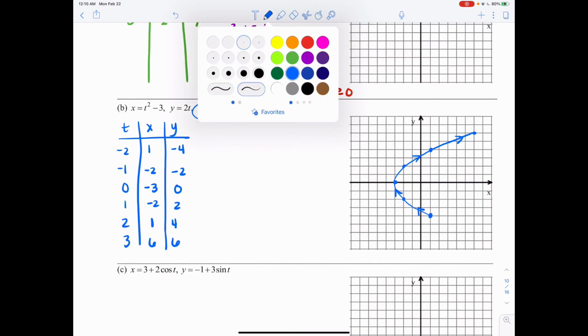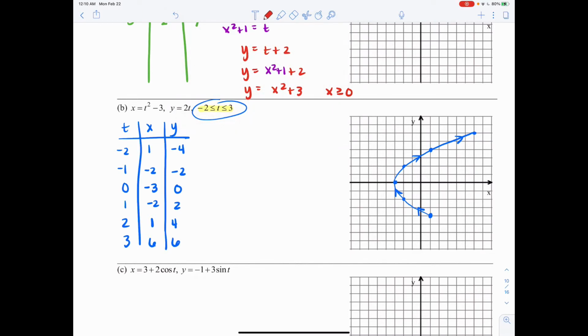To eliminate the parameter, we'll do exactly what we just did before. You can start with x or y. In this case, I'm going to start with y since this looks like a function, like a parabola maybe turned on its side. So to eliminate the parameter, if y is equal to 2t, that means that t is equal to y over 2. Taking my equation for x, x is equal to t squared minus 3, I can make a substitution.